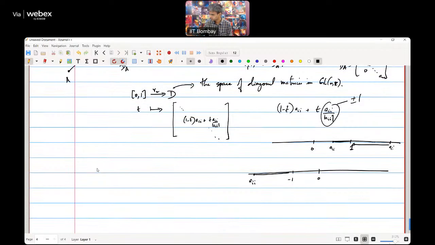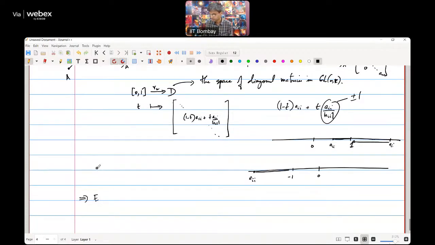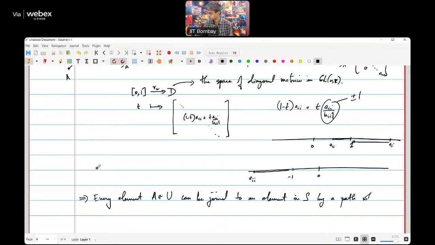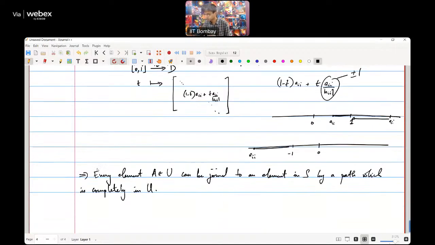So this implies that every element A in U can be joined to an element in S by a path which is completely in U. So this proves the first part.